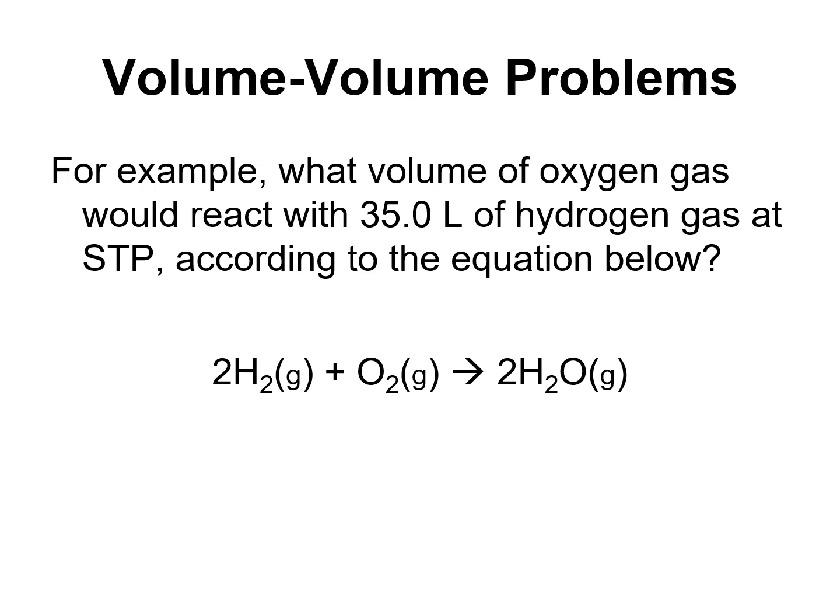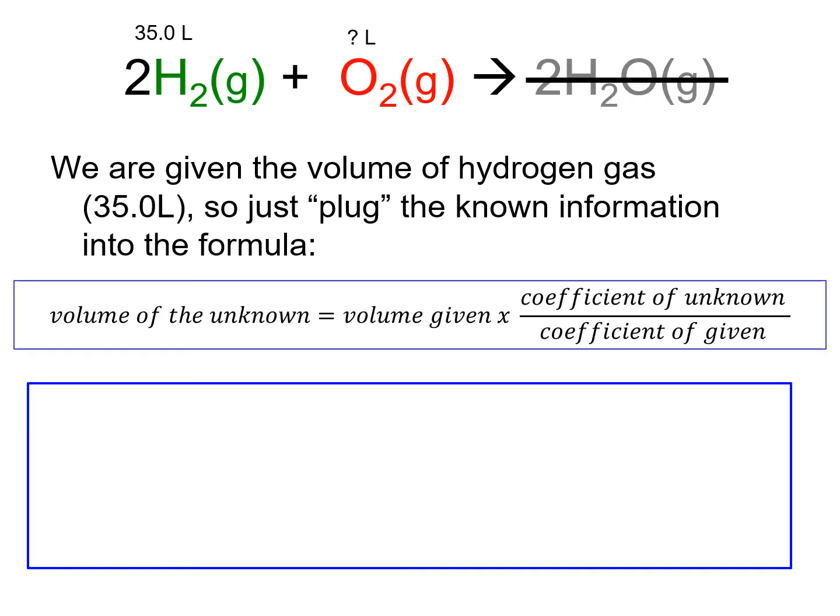So here's a very similar problem. We will just change the amount. What if we had 35 liters of hydrogen gas? How much oxygen would it require to react? Write what you're given above the hydrogen, 35 liters. Write what you want to find, liters of oxygen. Mark out the water because that is not asked for in the final answer.